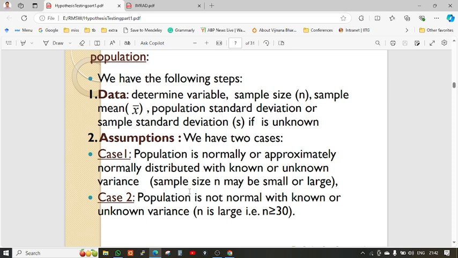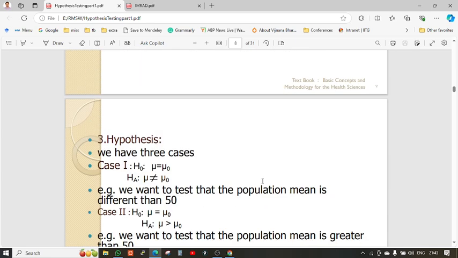So the second point is assumptions. We have two cases. Case one: the population is normally or approximately normally distributed with known variance, where n may be small or large depending on your criteria. Case two: the population is not normal, with unknown or known variance, because the sample is very large, greater than 30. If the sample size is greater than 30, then the population is not normal, because all the data cannot fit a normal population.